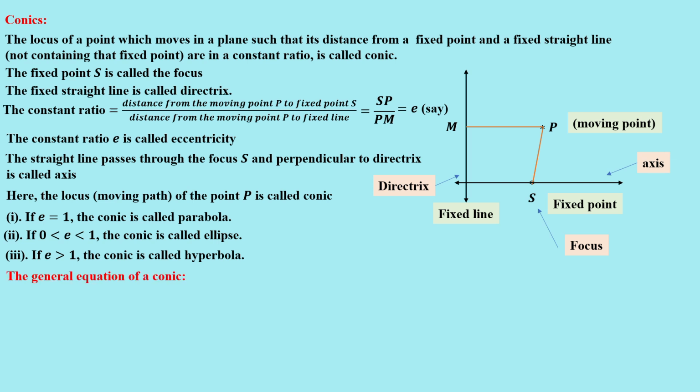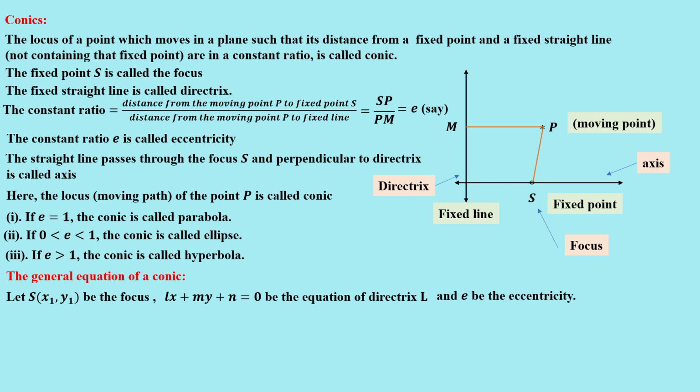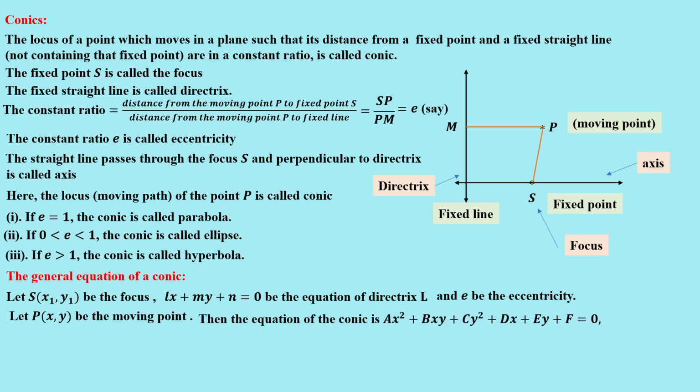The general equation of the conic: let S(x1, y1) be the focus, lx + my + n = 0 be the equation of the directrix L, let E be the eccentricity, and let P(x, y) be any point. We are going to find the path, that is the locus, of that point P, which is called the conic.